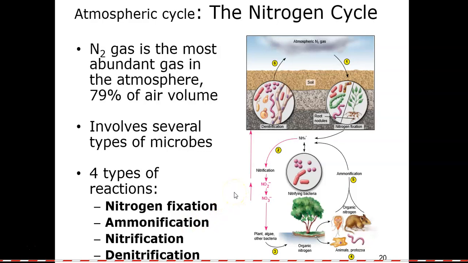We also talk about the nitrogen cycle. And nitrogen is the most abundant gas in the atmosphere. About 79% of the gases in our atmosphere are comprised of nitrogen gas, or N2. And there are several types of microbes that fit into the nitrogen cycle.